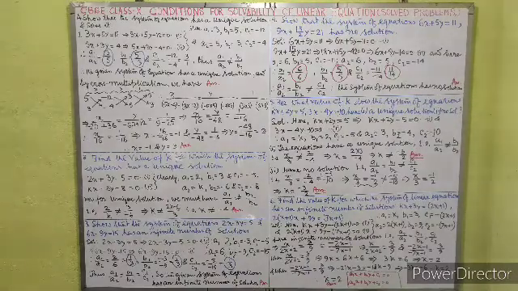Number 4. Find k so that the system of equations 6x plus 5y equal to 11 and 9x plus 15 by 2 y equal to 21 has no solution.